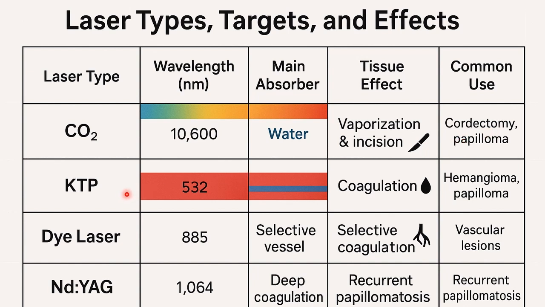Whereas with the others, with a much lower wavelength, the energy hits the hemoglobin and causes coagulation, or selective coagulation, in blood vessels. Sometimes it can also be helpful in recurrent papillomatosis, with the Nd:YAG, for example. So the KTP can manage things like hemangiomas or vascular lesions, plus recurrent papillomatosis.